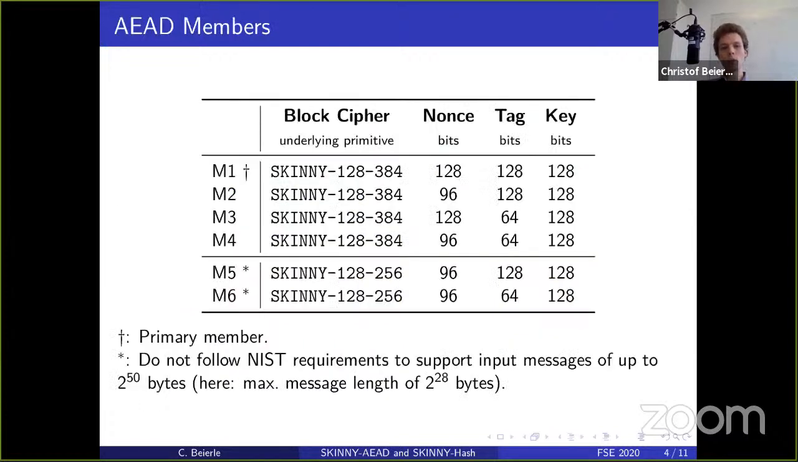Then we proposed 6 members in total. 4 of them are based on Skinny 128-384, and 2 of them are based on the smaller tweakey size, and they vary in the supported nonce and tag length. I have to say that the last 2 members, based on Skinny 128-256, do not follow the NIST requirements of supporting very long input messages of up to 2 to the 50 bytes. So they're more for short data.